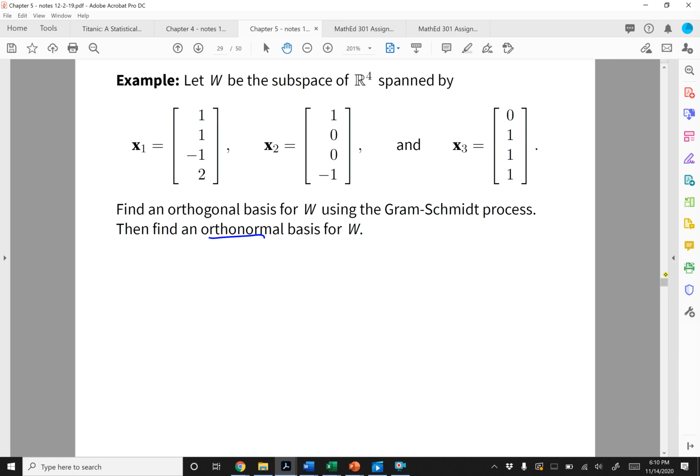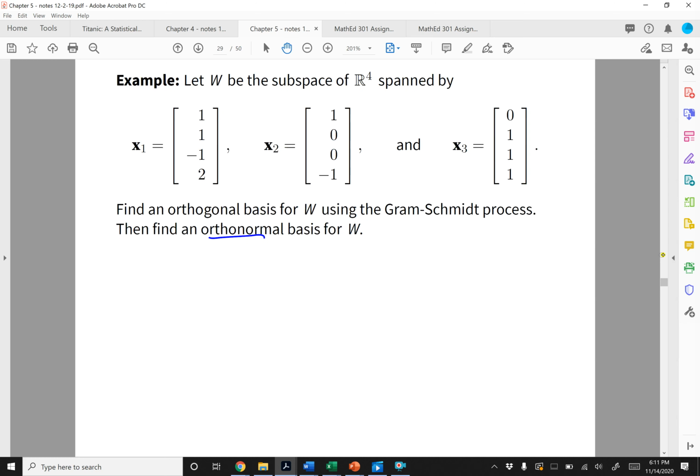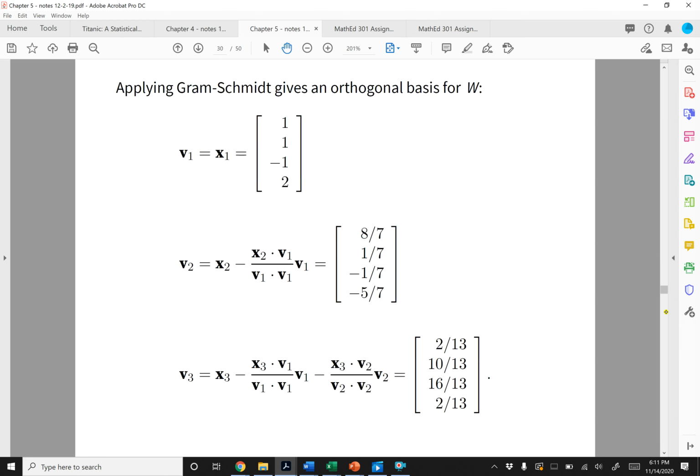So the Gram-Schmidt process will find an orthogonal basis, but then you have to go through and divide by the lengths of each of the vectors to turn it into an orthonormal basis, so they all have unit length. So we take x1 and let that equal v1. We can pick any of them to be that. So x1 is 1, 1, negative 1, and 2.